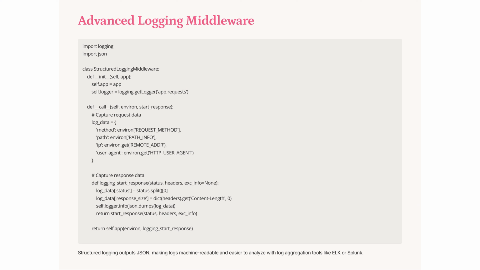Structured logging middleware enhances logging by capturing request and response data, including method, path, IP, and user agent. It outputs logs in JSON format, facilitating analysis with tools like ELK or Splunk. This approach ensures logs are machine-readable, aiding in efficient debugging and performance optimization.